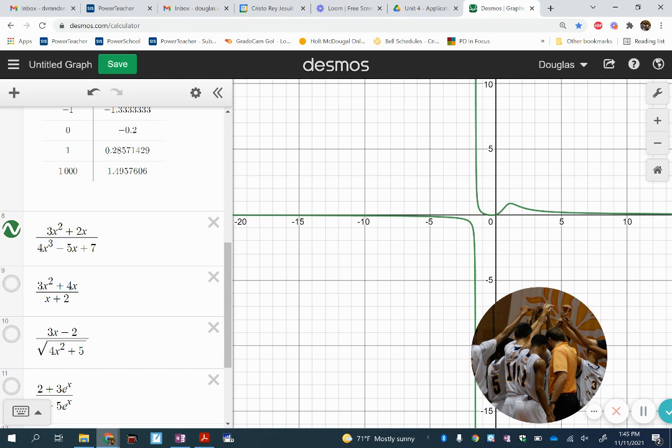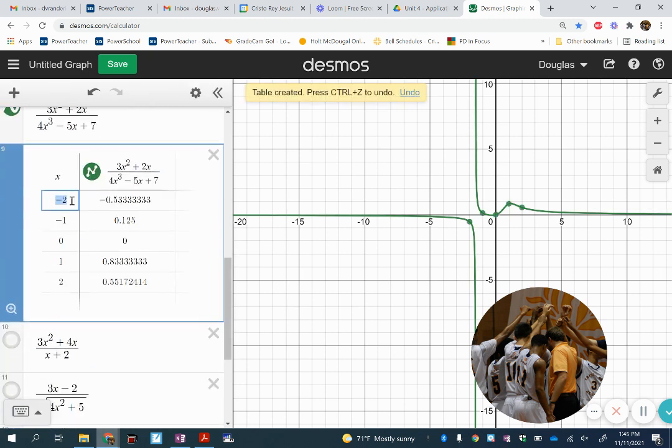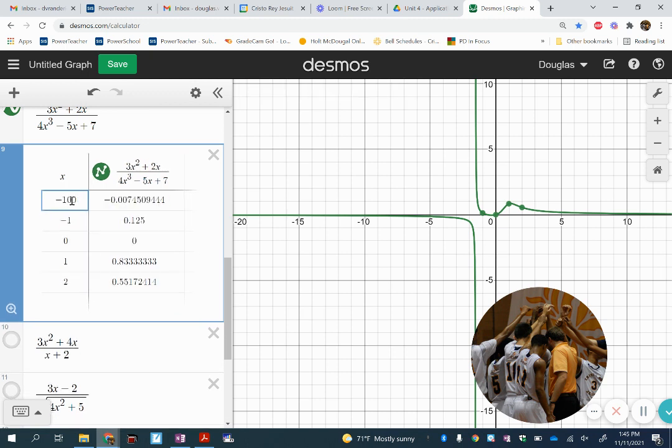All right, but you can see as you move to the right and to the left, we are approaching a y value of 0. I can use a table if you'd like to see more of what's happening. So negative 100, let's do 1,000. Okay, I'll do 100 so it doesn't use scientific notation. Positive 100, you can see we're getting closer and closer to 0.